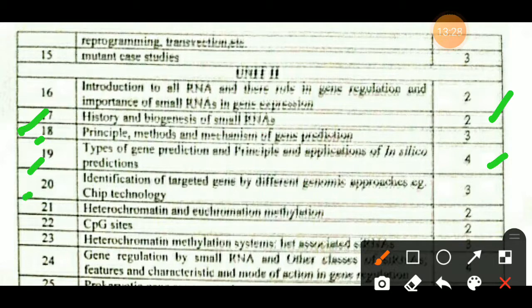Then topic number 20, identification of targeted gene by different genomic approaches, and that is ChIP technology. Identification of targeted gene by different genomic approaches. genomic approaches से हम लोग आइडेंटिफाई कर सकते हैं टारगेटेड जीन को, and this is with the help of ChIP technology. Then lecture number 21 is about the heterochromatin and euchromatin methylation.